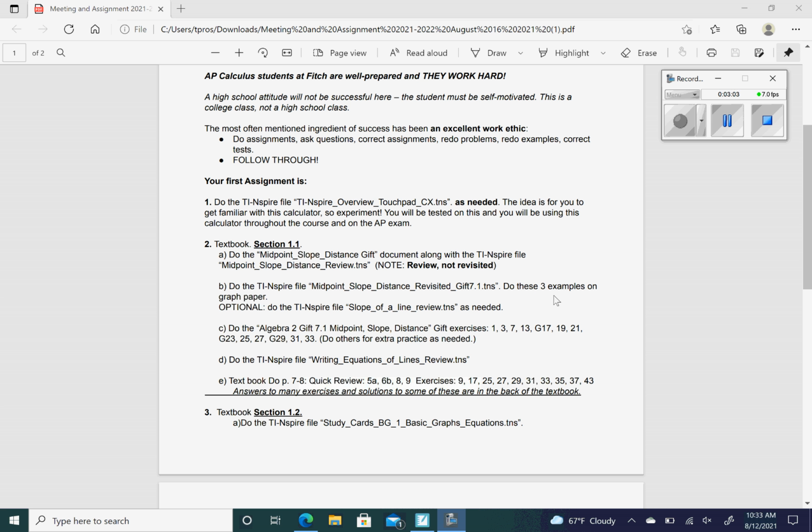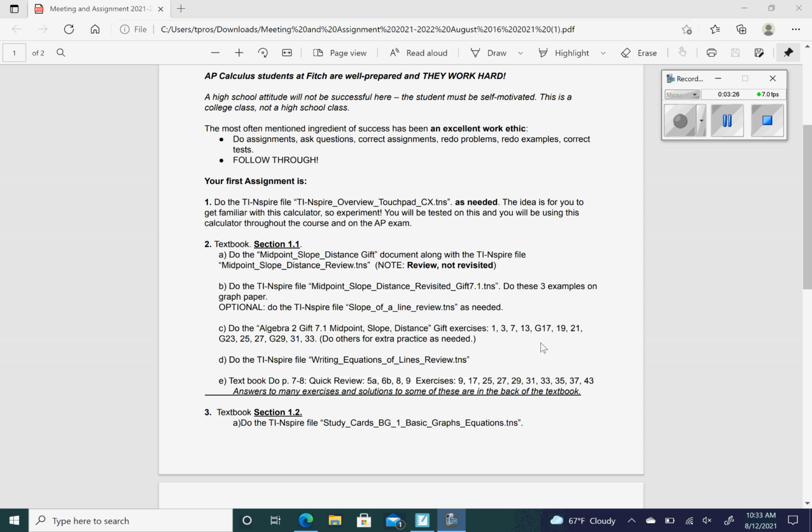So in this revisited gift 7.1, there are 3 examples that you have to go through, and please do them on graph paper. What's optional is to do the TI Inspire file slope of a line. Do that as needed. Part C is to do the Algebra 2 Gift 7.1 midpoint slope distance, and just do these exercises.